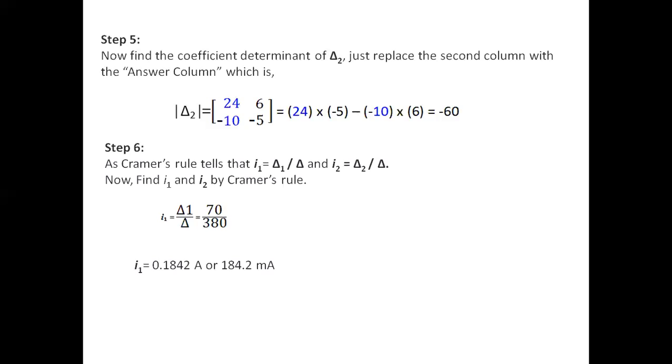Similarly, we need to find I2, delta 2 by delta. Delta 2 is minus 60, again by 380. How much will we get here?